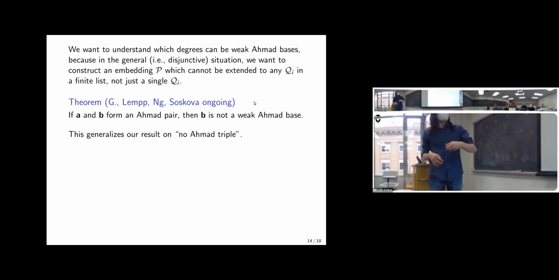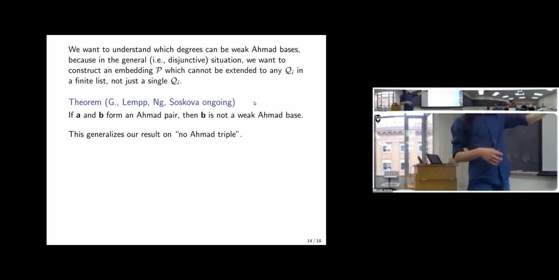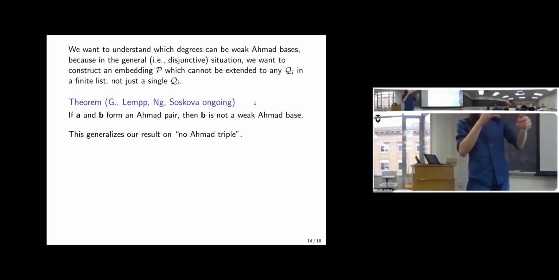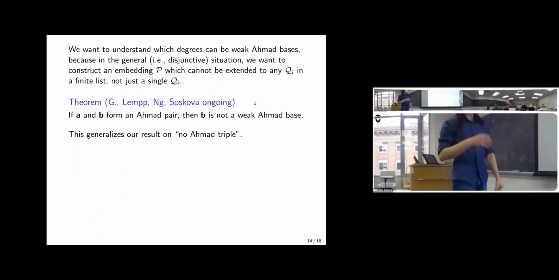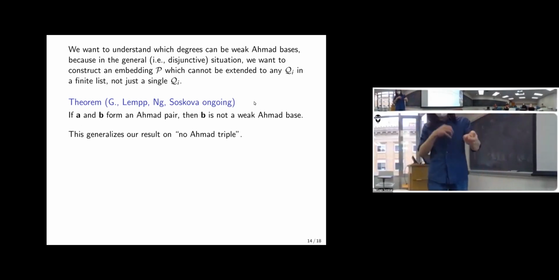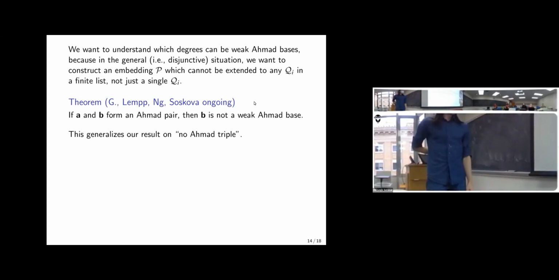And this generalizes our result on no Ammon triple, because no Ammon triple says that if A and B form an Ammon pair, then B and C, where C is anything that's not above B, cannot form an Ammon pair. And remember that if B and C form an Ammon pair, then B is a weak Ammon base. So that's why this is a generalization. So this helps us understand what kinds of degrees can be weak Ammon bases.